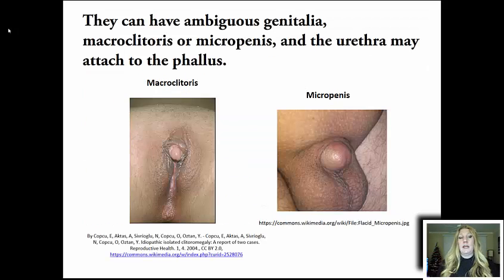Another thing that can happen is they can have ambiguous genitalia, which includes a macroclitoris or a micropenis, and we see a couple of examples of what that can look like here. Also, you might have instances where the urethra might be attached to the phallus.